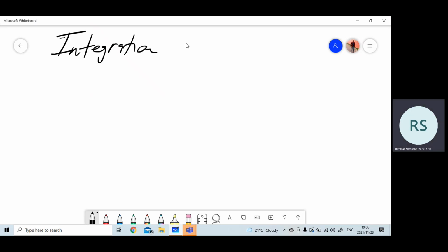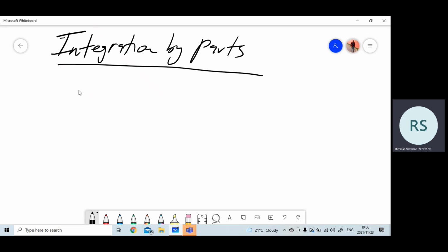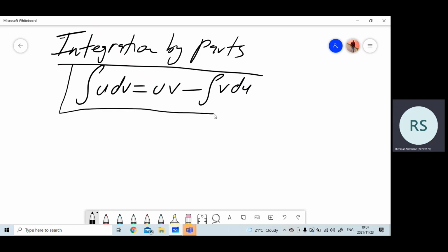Integration by parts is given by this formula: integral of u dv equals uv minus integral of v du. We're going to use this formula to evaluate our integrals.